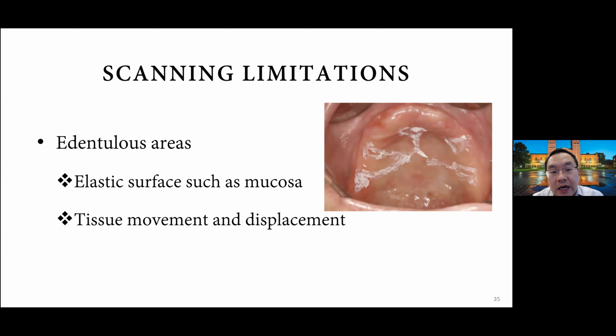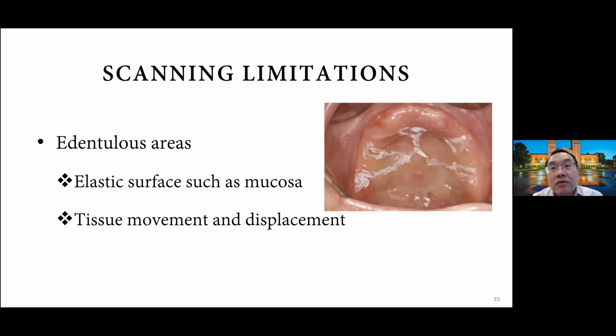So edentulous areas is one of the major areas where scanning is still challenged, in terms of scanning any kind of edentulous areas. It doesn't have to be fully edentulous. For example, you have 2 teeth and missing 1 tooth right here. That edentulous area sometimes would just give you a lot of skipping when you're trying to scan the area.